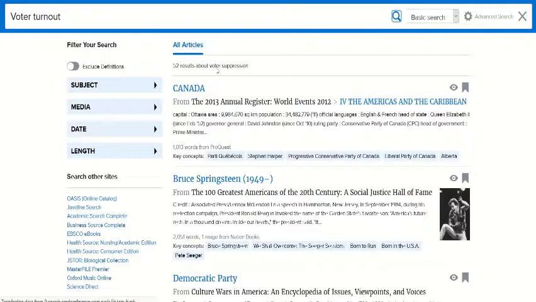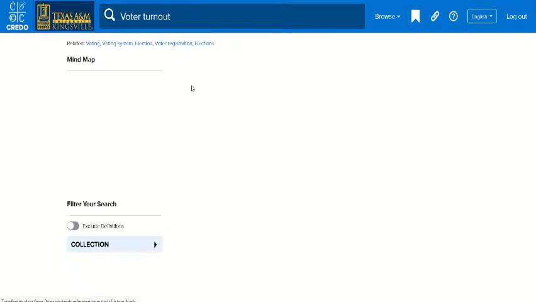And as my internet moves slowly, as we look for voter turnout, still going, still going. Obviously, I need to upgrade my internet service.